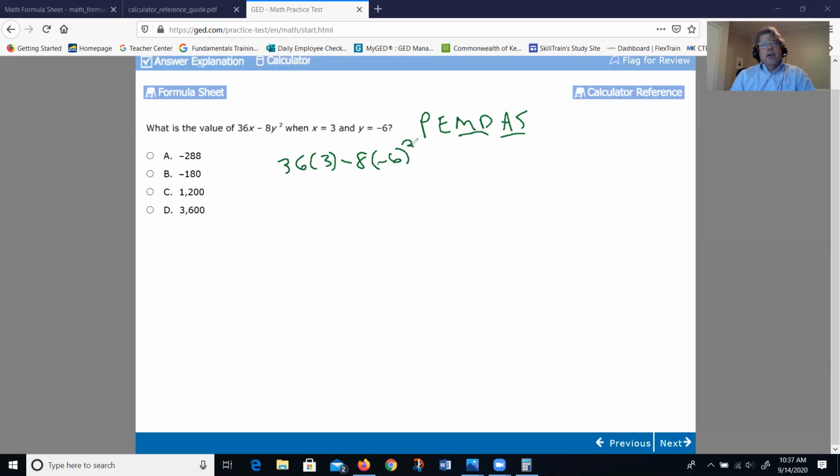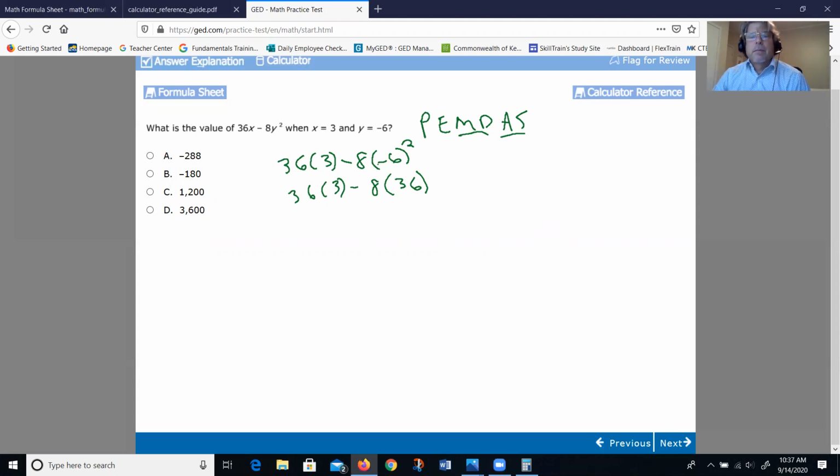The exponent, that's the raised power of 2. So that -6 squared means -6 times -6. That's going to be a 36. And again, you can type that into a calculator if you need to. So 36 times 3 minus 8 times, and then -6 times -6 was 36. There we can then use our calculator to maybe finish out some of this math here if we want. So looks like I have to multiply next.